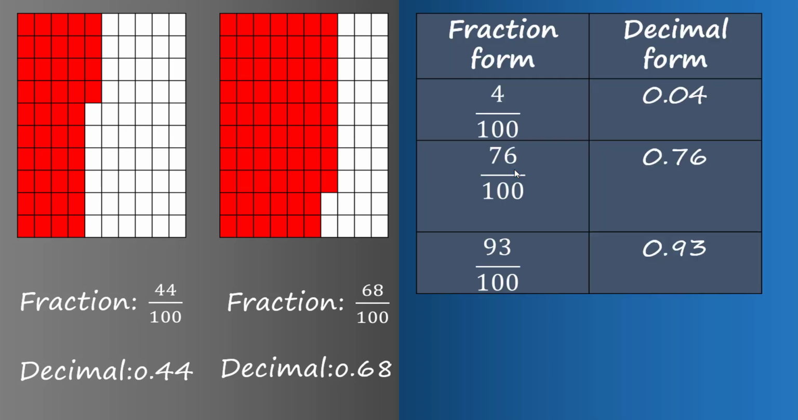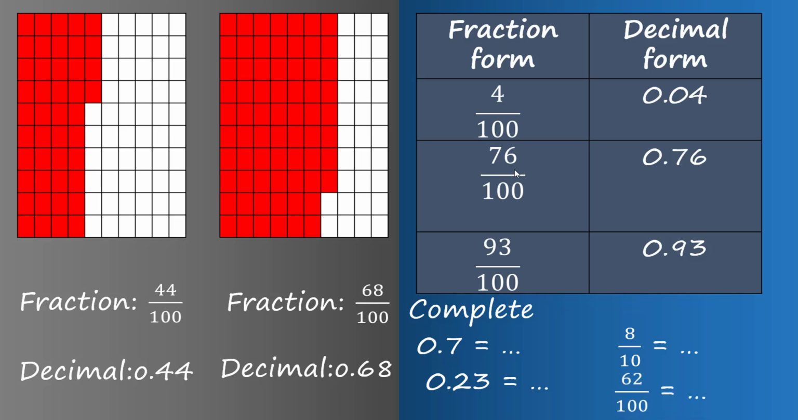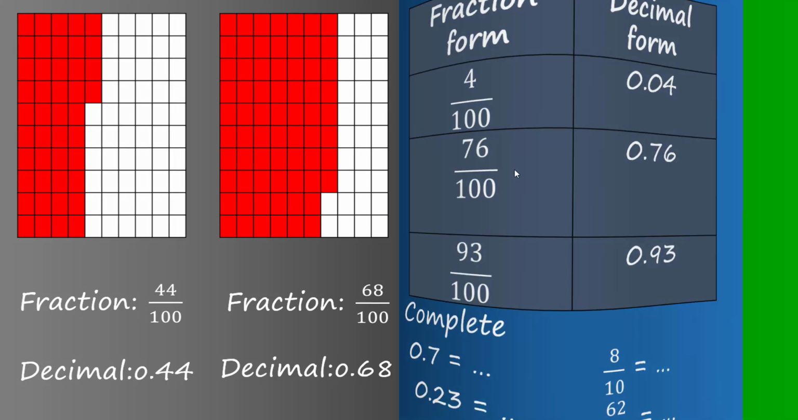We have here a table, fraction form and decimal form. 4 over 100 will be 0.04. 76 over 100, it will be 0.76. 93 over 100, it will be 0.93. You can complete this exercise. 0.7 equals what as a fraction form, 0.23 equals what, and 8 over 10 equals what as a decimal form here. 62 over 100 equals what?